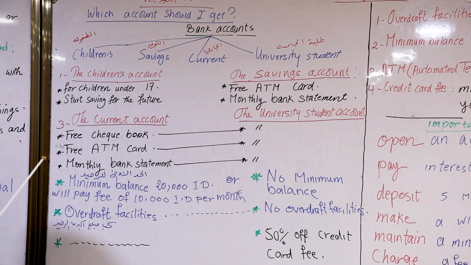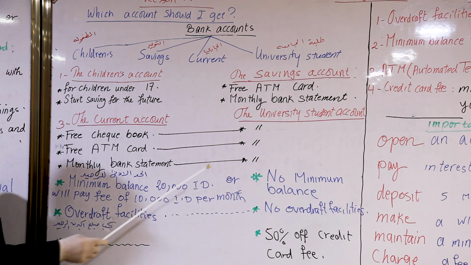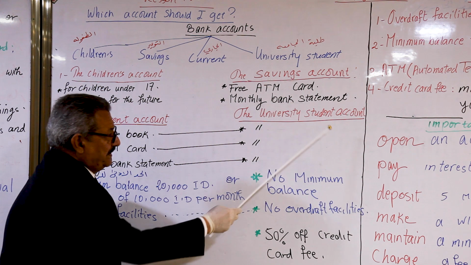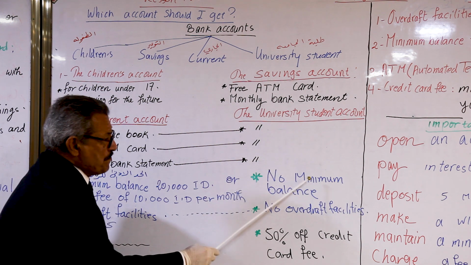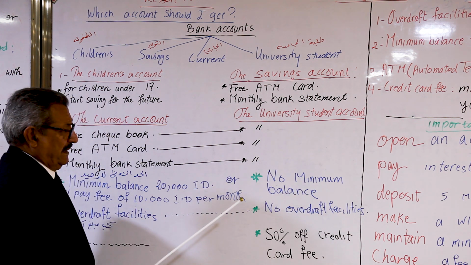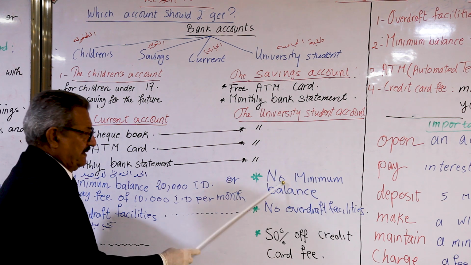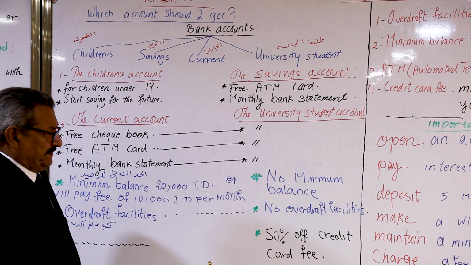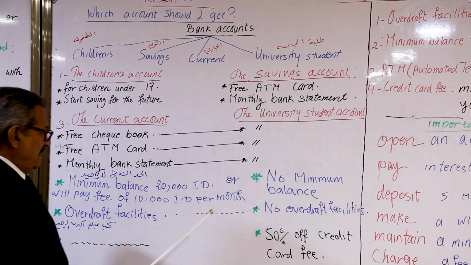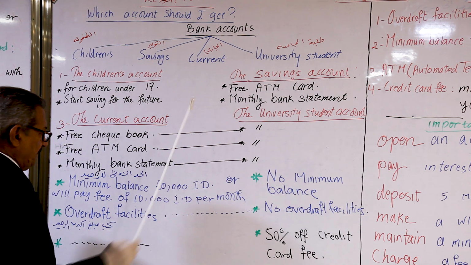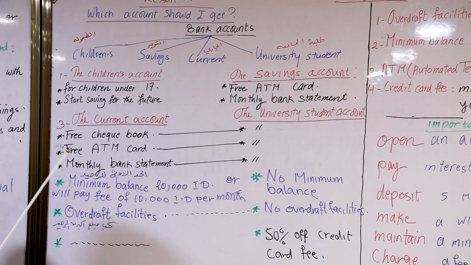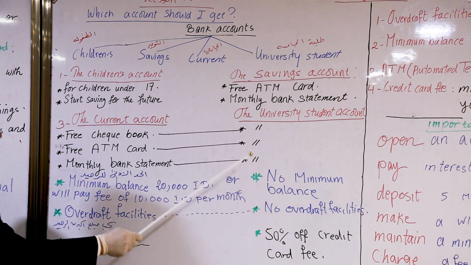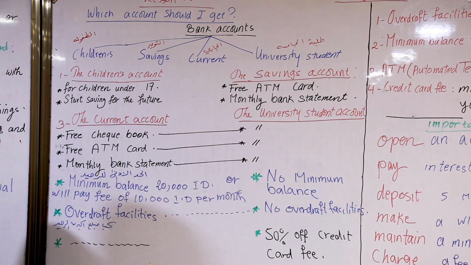Well, in the university student account, we have no minimum balance. If you have 5 dinars, 10 dinars, no money in your balance, it makes no difference. There's no problem here. This is the first difference. Current account, we have minimum balance. In the university student account, no minimum balance.